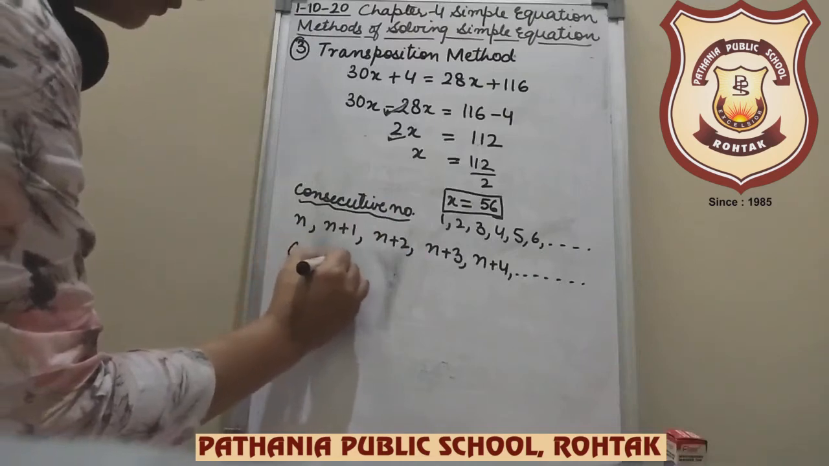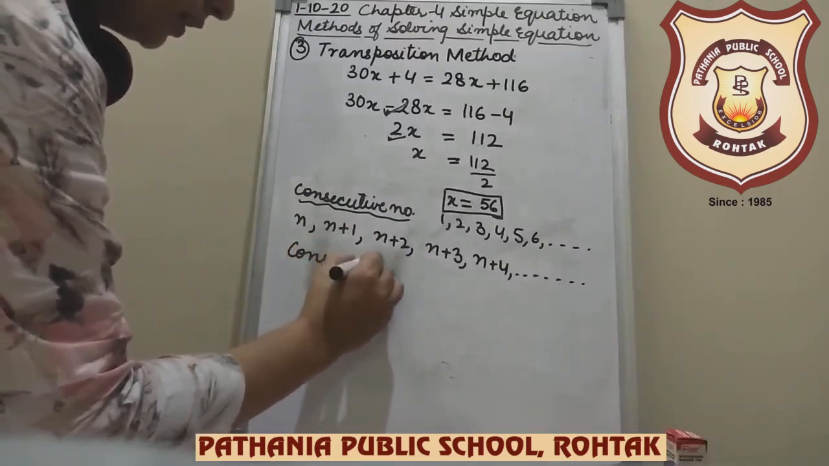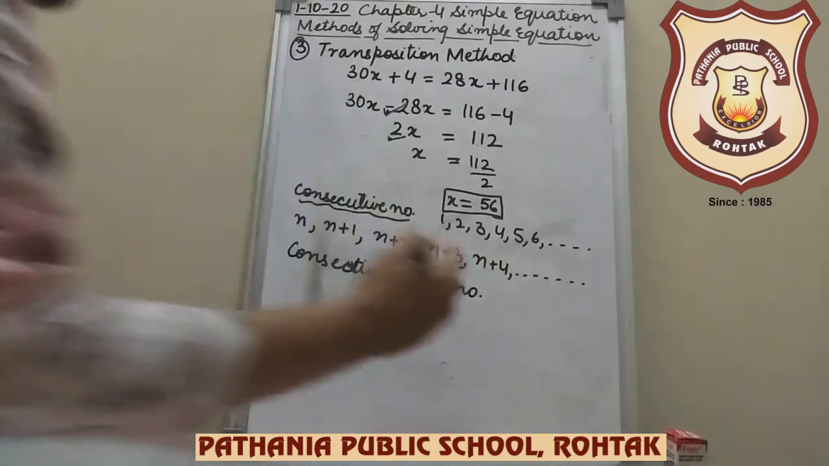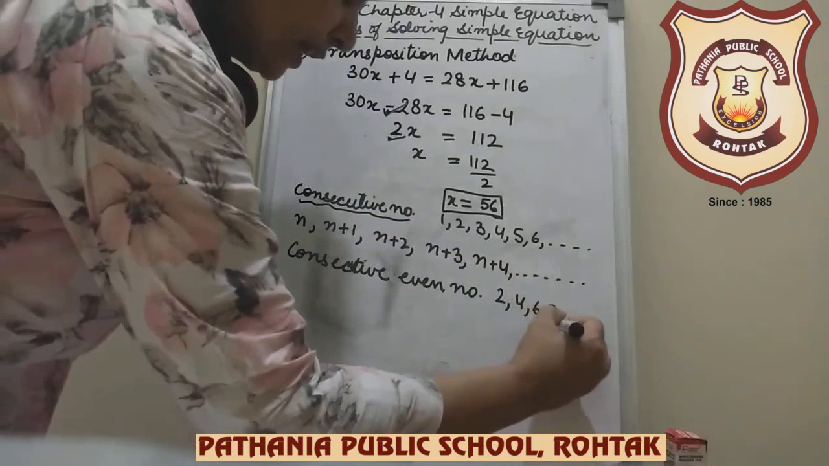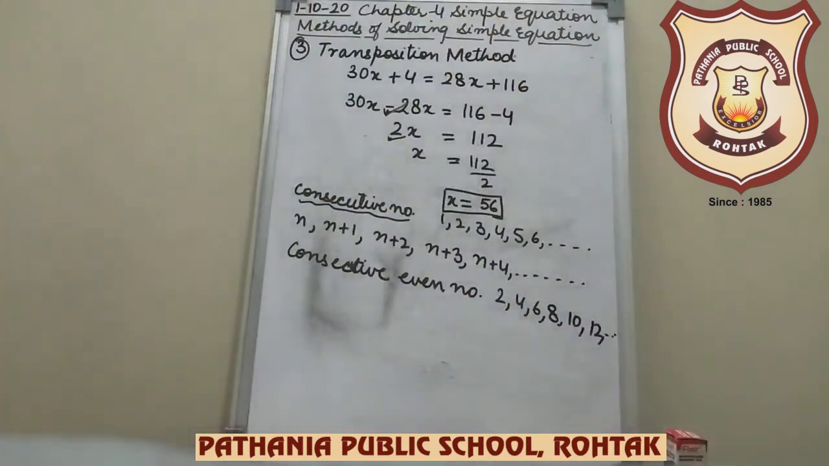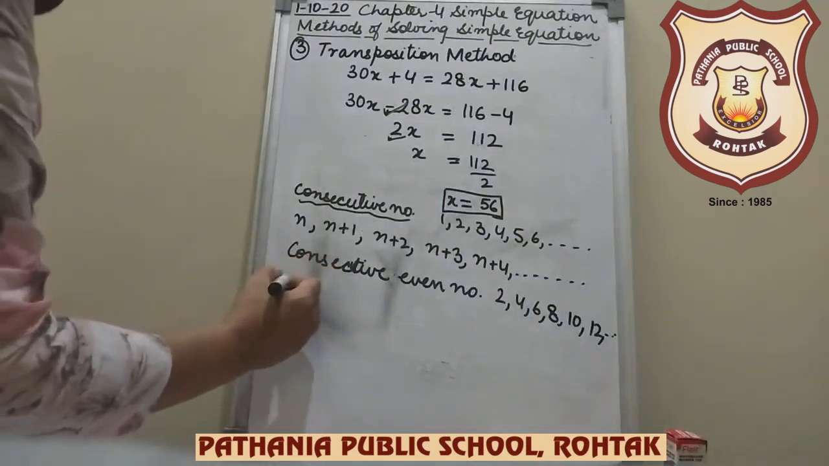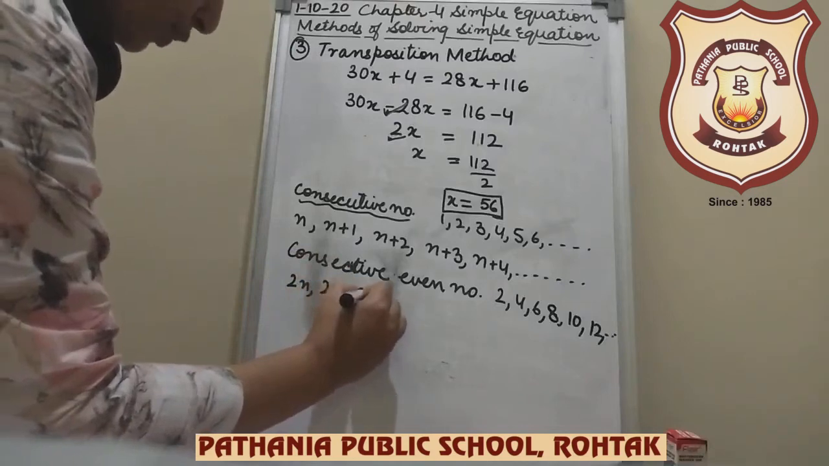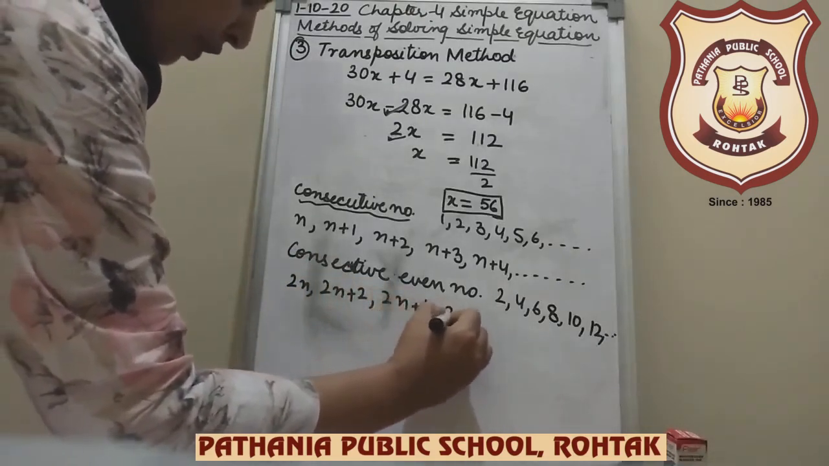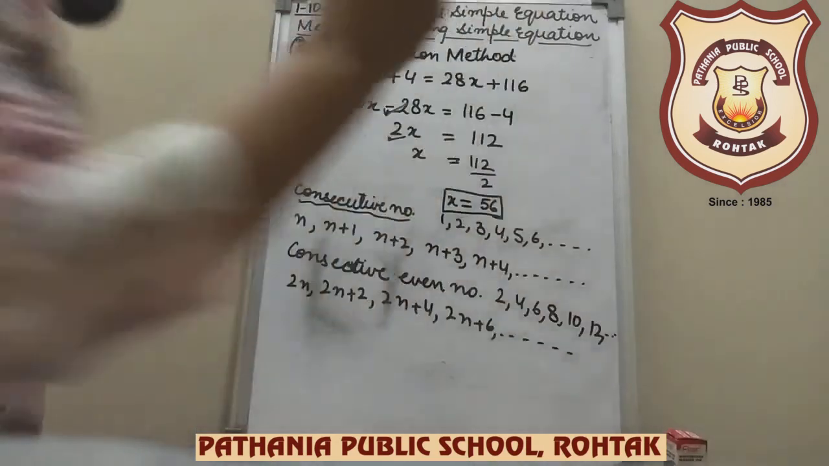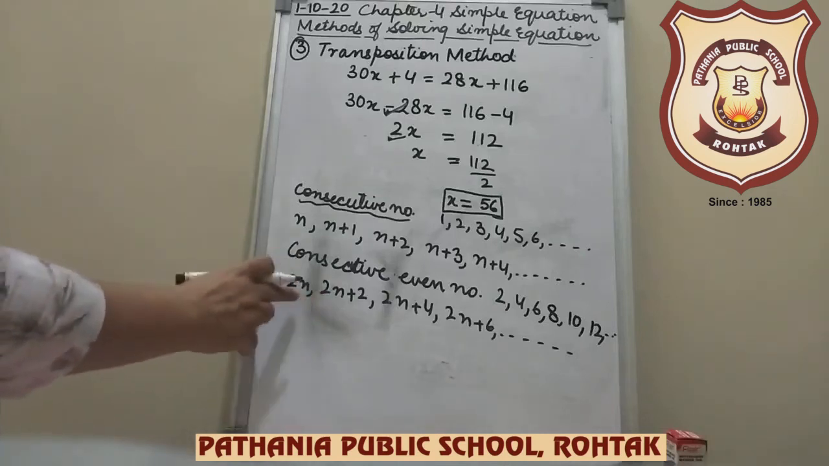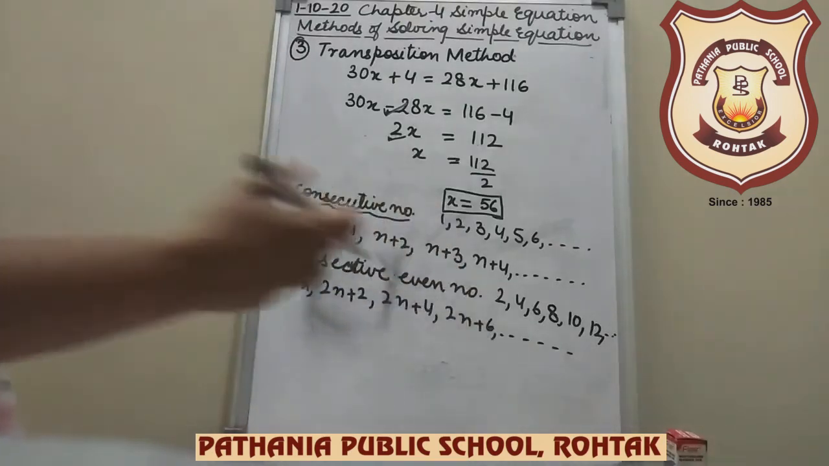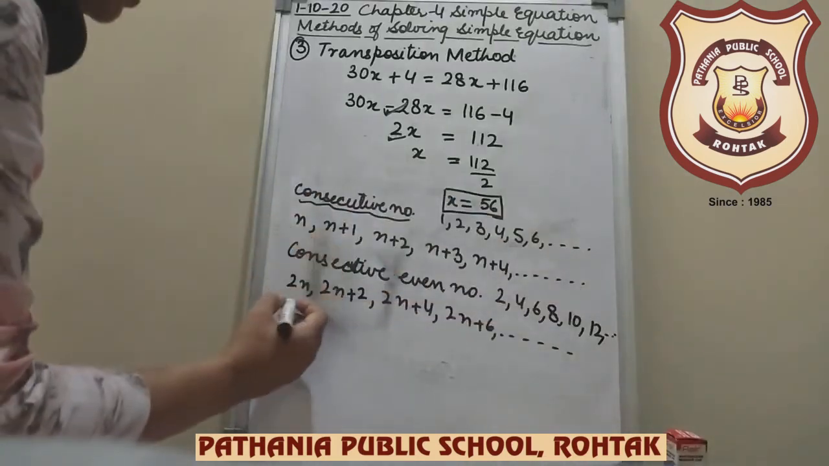Now consecutive even numbers. What are even numbers? 2, 4, 6, 8, 10, 12. All these are the consecutive even numbers. Now how to write the series in the variable manner? 2n plus 2, 2n plus 4, 2n plus 6. In this manner it will keep on increasing. You can check, when n is 1 it will become 2, 2 plus 2 4, 2 plus 4 6 and 2 plus 6 8. So you are getting the consecutive numbers. Clear?